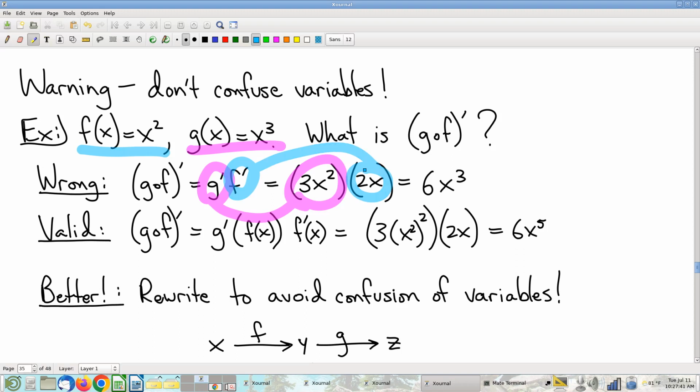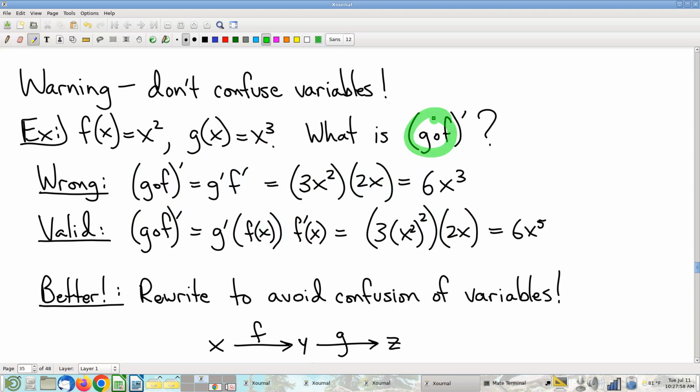Now, I'm just playing fast and loose here, but then wouldn't that mean that the derivative of the composition would be 6x cubed? No, of course not. That's clearly wrong. You can directly see that it's wrong because in this composition, if I take x squared and plug it into x cubed, I'm going to get x to the sixth, and this is clearly not what it's supposed to be. All right, so where's the mistake?